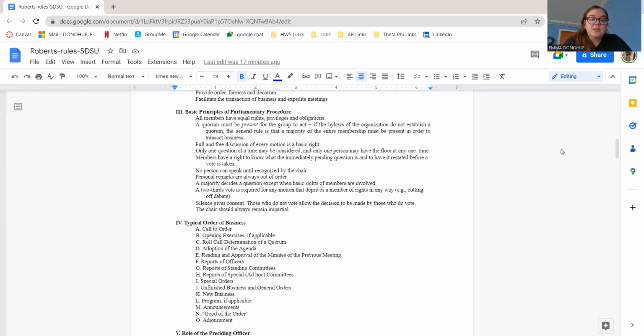No person can speak until recognized by the chairperson. Personal remarks are always out of order. This is not the time for personal opinions. It's the time for debating a fact. A majority decides a question except when basic rights of members are involved. A 2/3 vote is required for any motion that deprives a member of rights in any way, e.g., cutting off a debate.